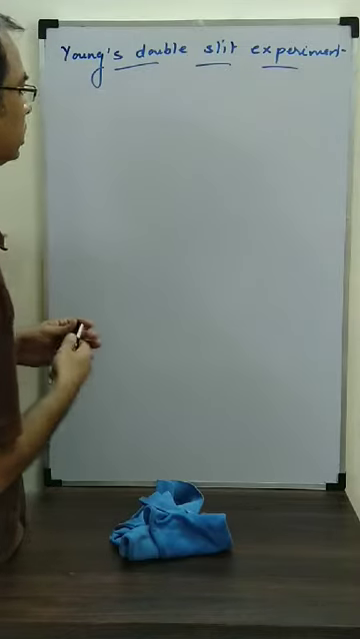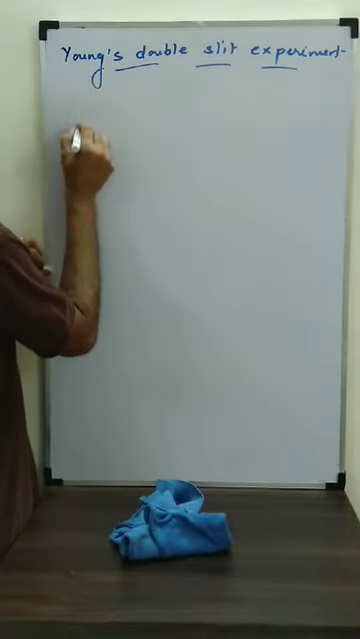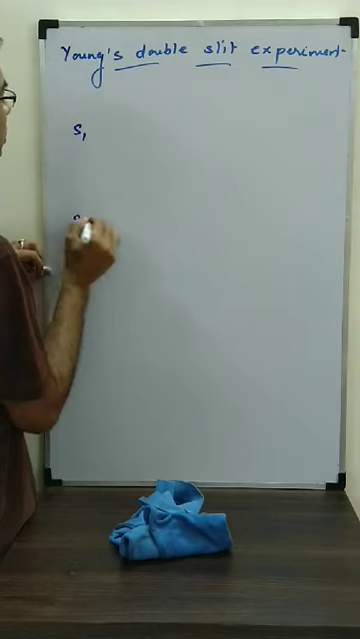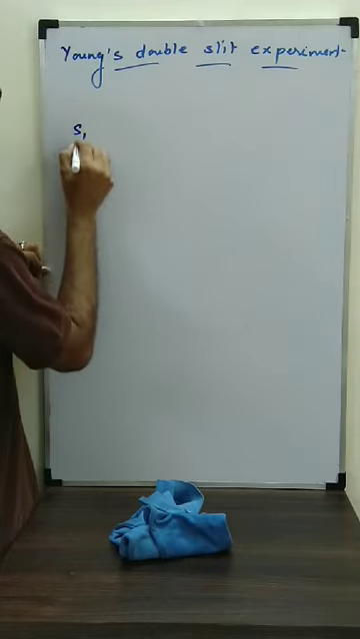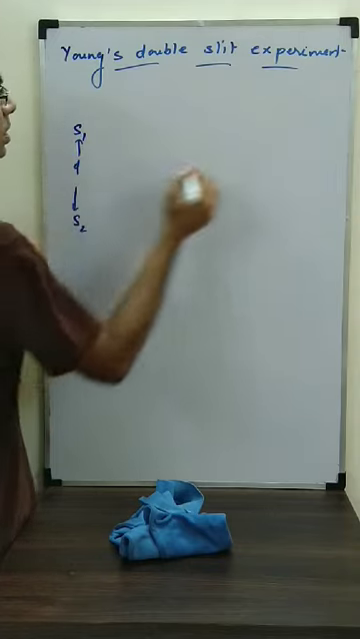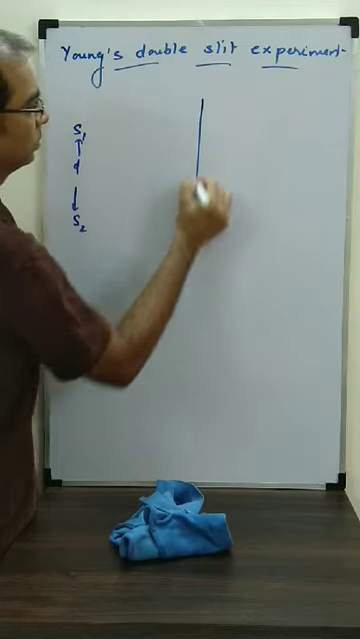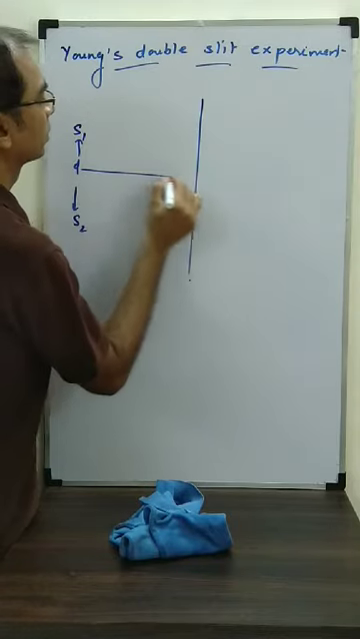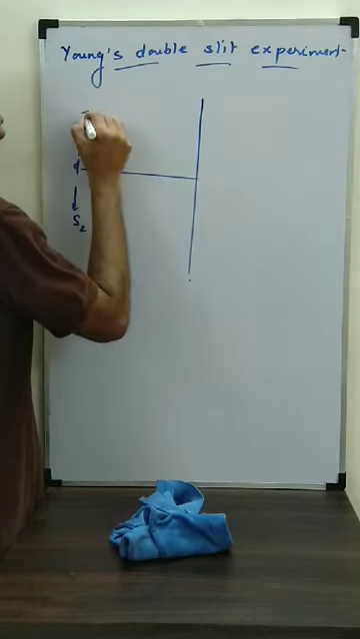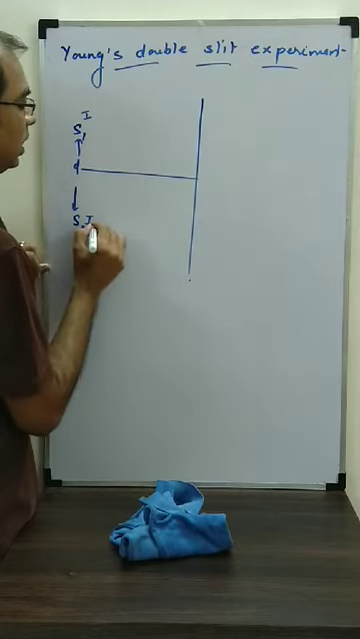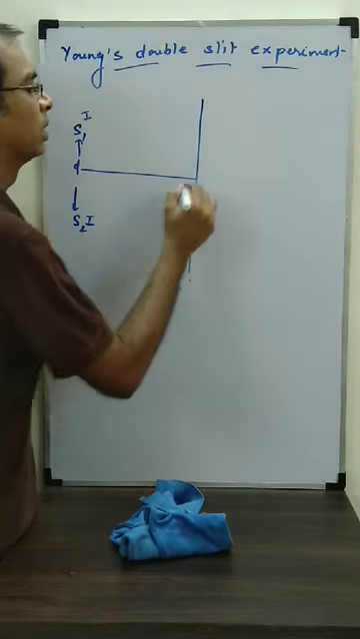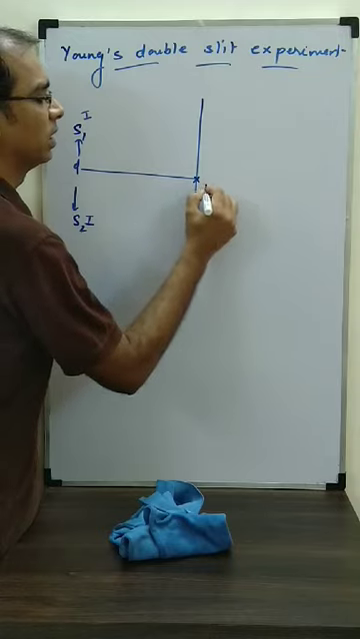Okay, now this is how we produce the two sources. I am taking them directly now. This is S1, this is S2. The separation between them is D. Here somewhere is a screen. If I assume that the intensity from each source is I, then at the central maxima here the intensity is 4I.